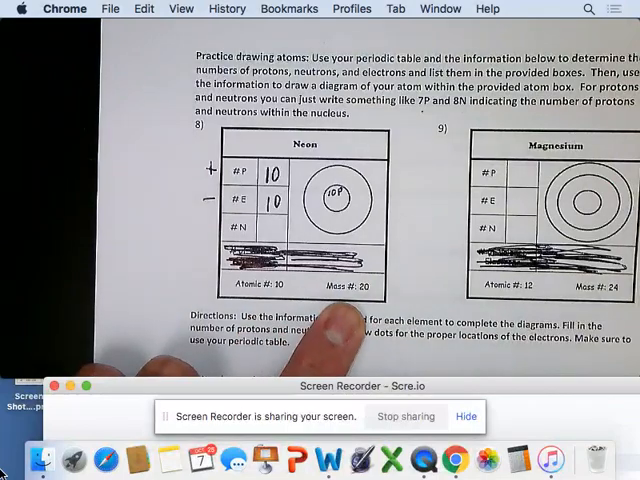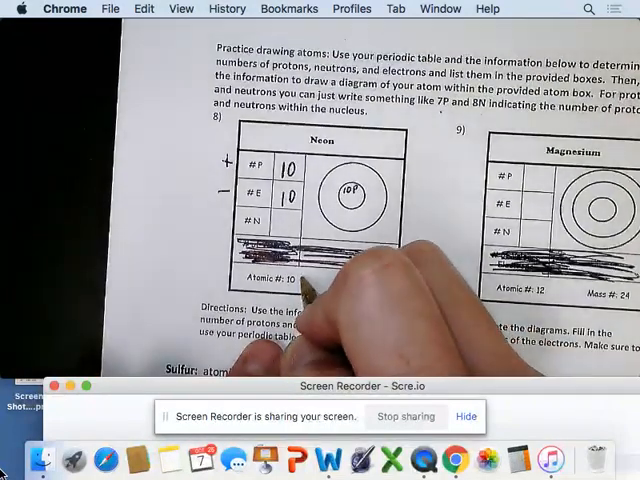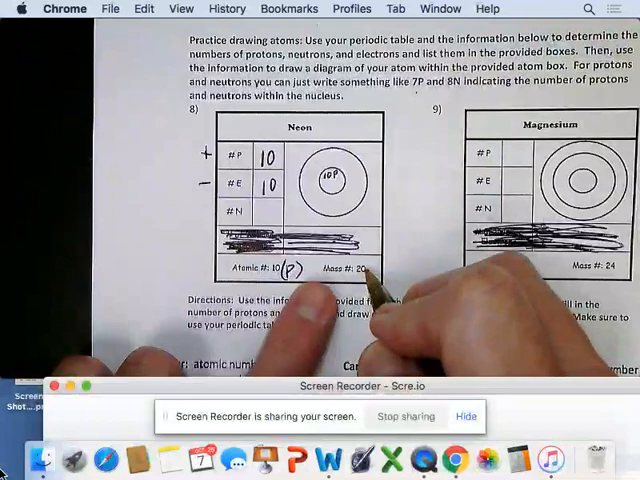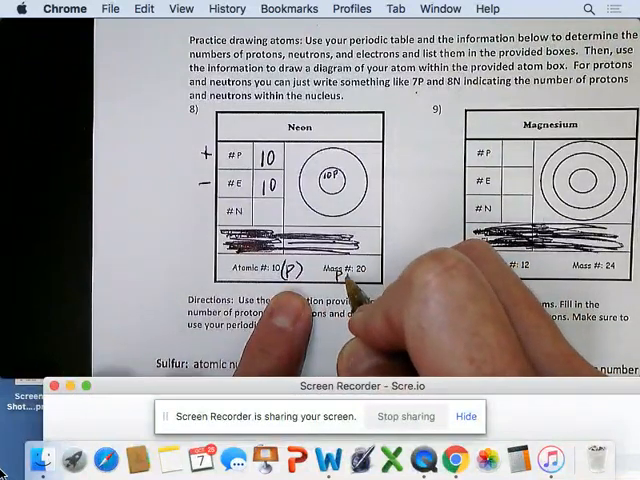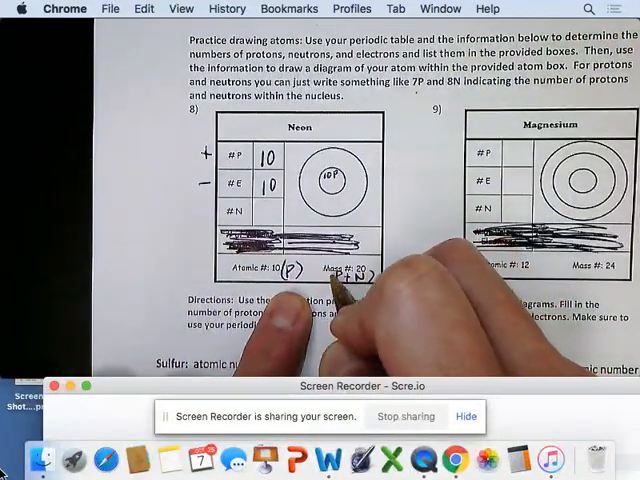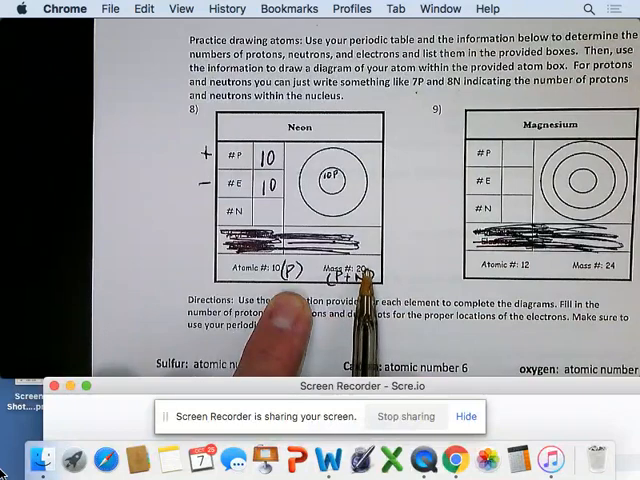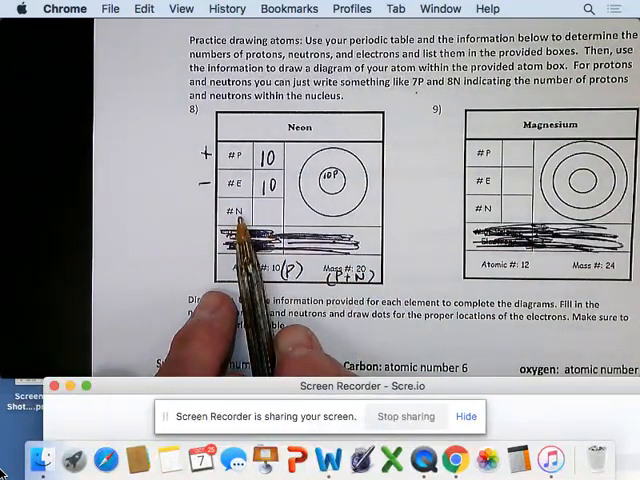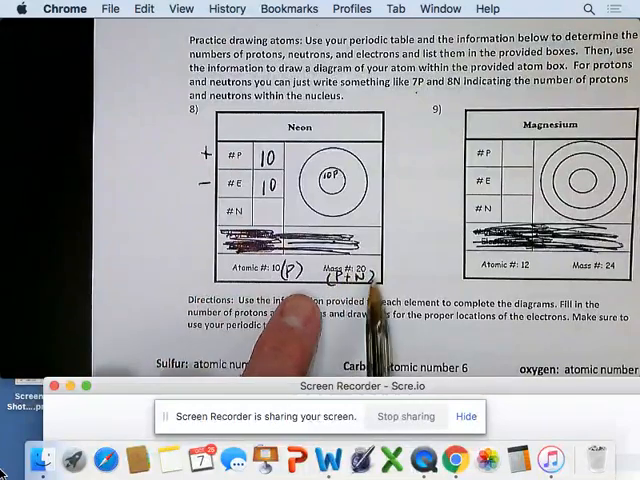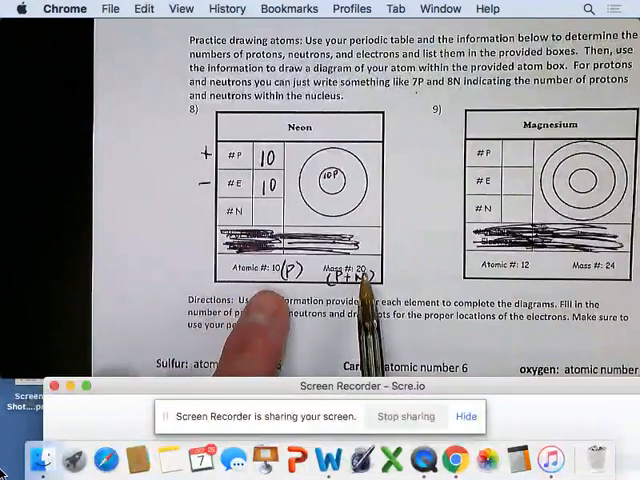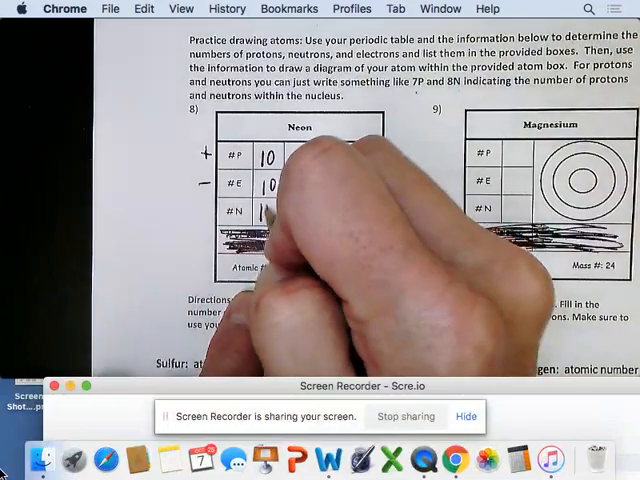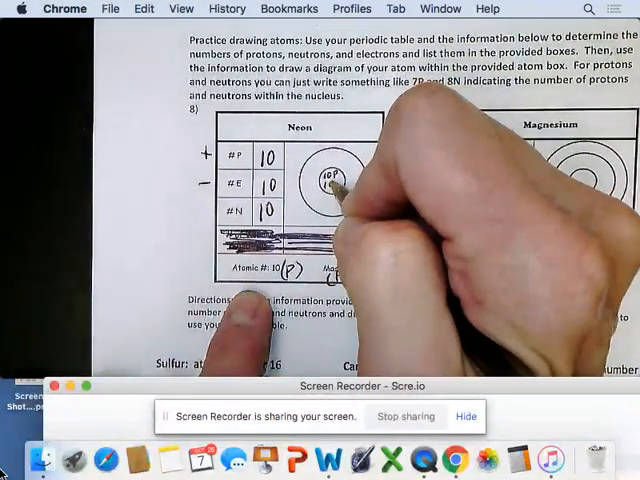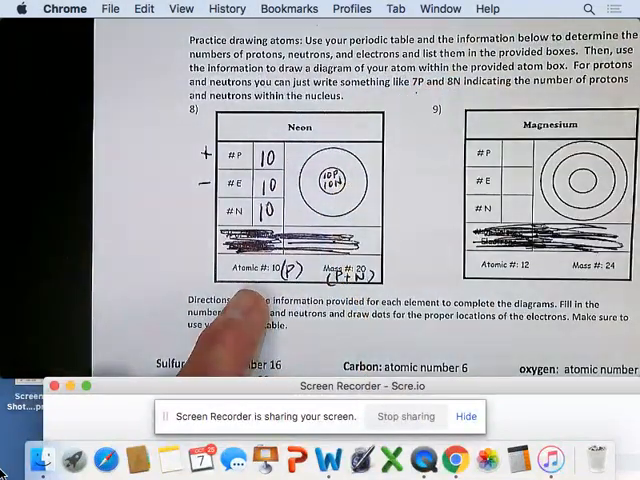And then it gives us a specific mass number, that's our protons plus our neutrons, which is 20. So remember, when we want to figure out our neutrons, we take our protons and neutrons and subtract our protons. So 20 minus 10 is 10. Okay, so we would fill in 10 neutrons in the nucleus.